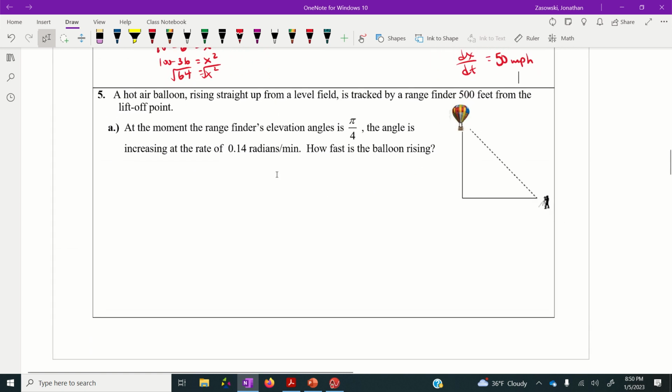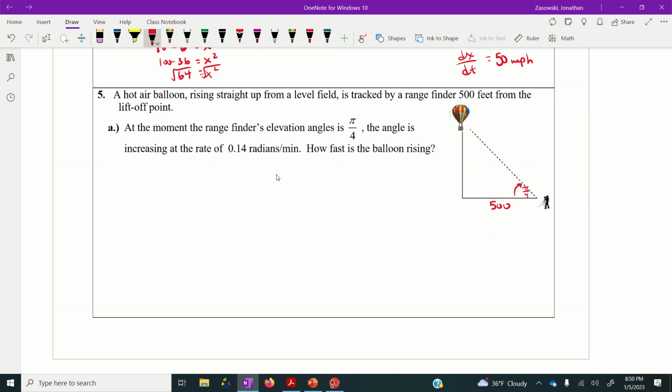Number 5: a hot air balloon is rising straight up from a level field, and is tracked by a rangefinder 500 feet from the liftoff point. Now, for our purposes, this is rising straight up and down, okay? It's not moving with the wind. There's no wind on it in terms of this question. So this 500 feet is going to be constant here, okay? Now, the angle of elevation here is going to be pi over 4.